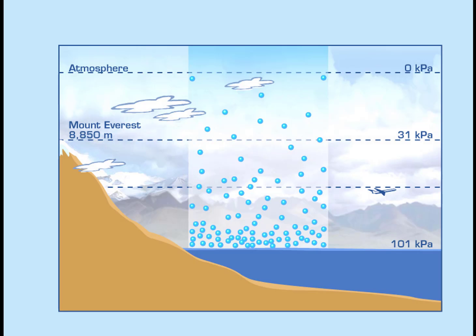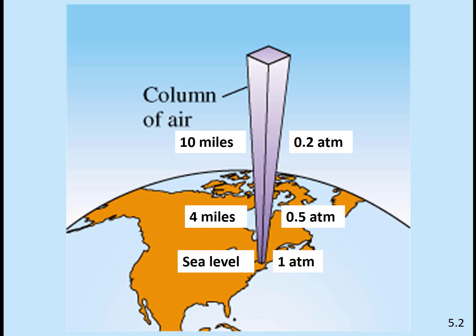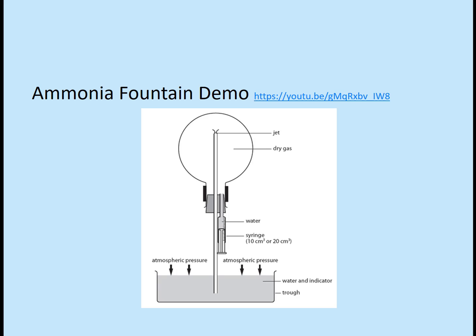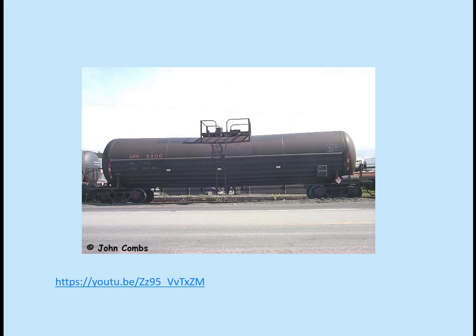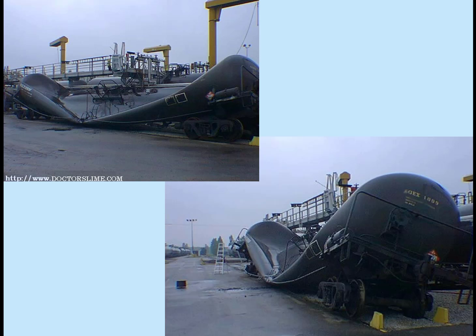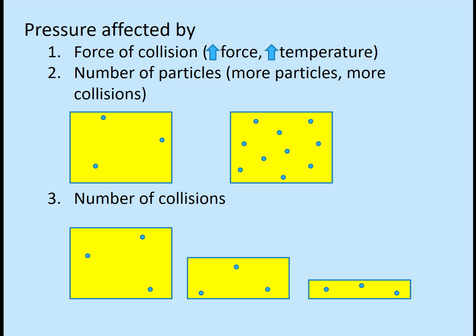Here's another picture showing that there are more collisions closer to sea level, and up at the top of Mount Everest there will be fewer collisions. And again, if there are fewer collisions, then there's less pressure. So here's this column of air up through the atmosphere. You can watch a video on an ammonia fountain demo that shows the difference in pressure inside the glassware versus outside the glassware. And there's also a video that shows a tanker car crushing because of a difference in pressure. So that atmospheric pressure is bombarding us and our bodies every day. We just don't feel it because it's a normal thing, but it is exerting a pressure on us.